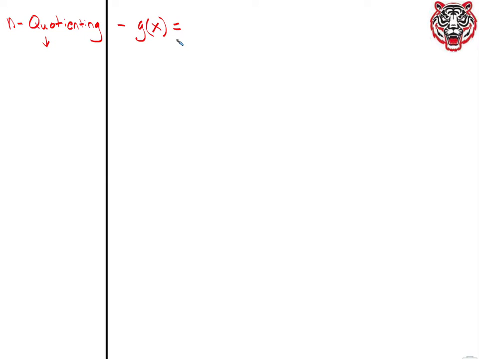g of x is going to be equal to 4 all divided by x squared minus 2, to the power of 2. That's just a bullet point. And our next bullet point is going to be g prime of x, the derivative of that function.